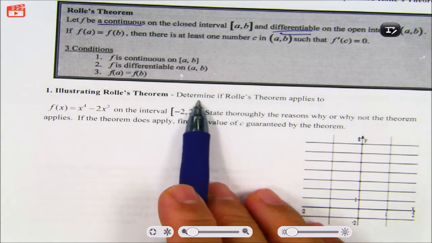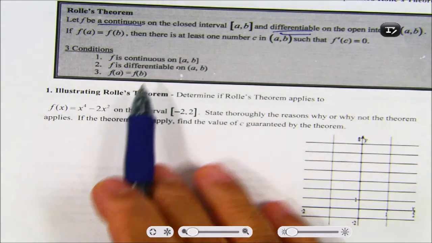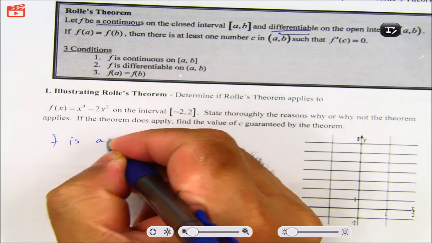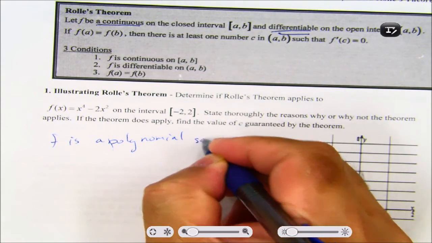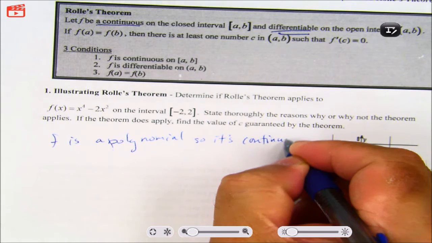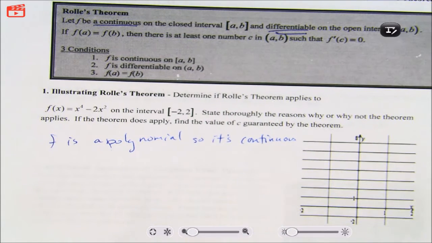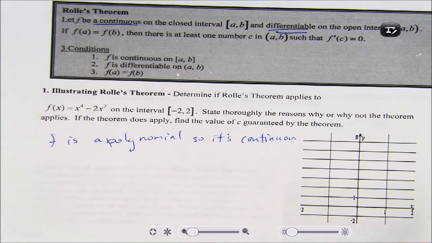So first, we're going to determine if Rolle's theorem applies to this function. Is it continuous? Well, f is a polynomial, so it's continuous. Now, I'm doing overkill on this. What I mean by that is, generally, you don't have to go through all this. You just say it's continuous, and that's enough. You just want to acknowledge that that's a requirement for you to apply this theorem.